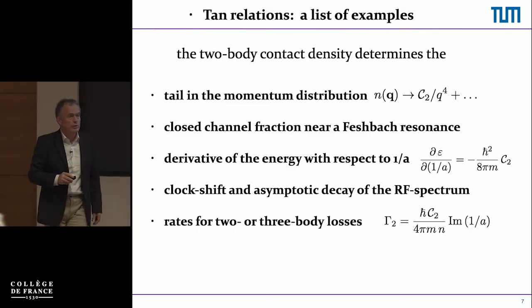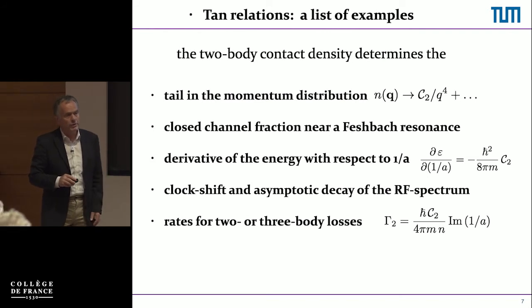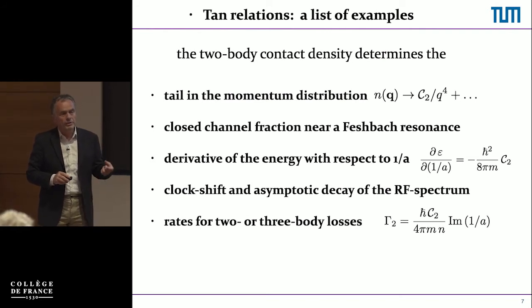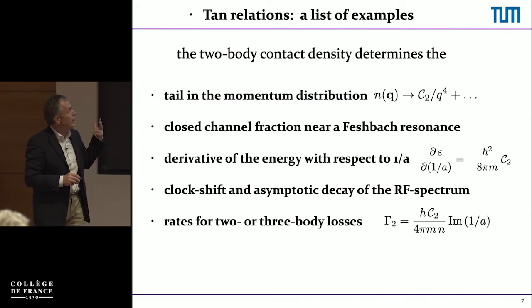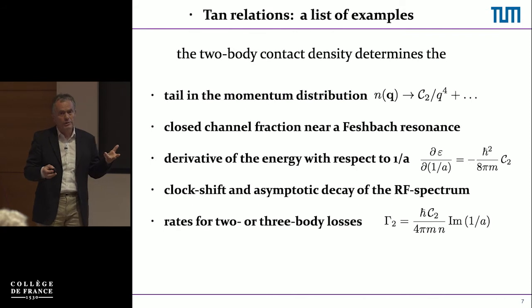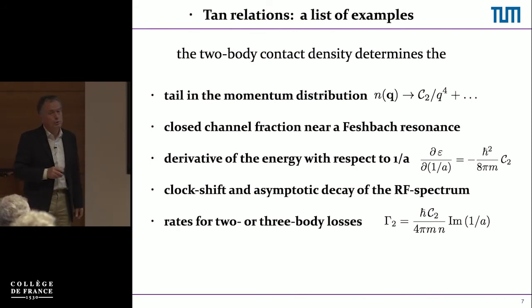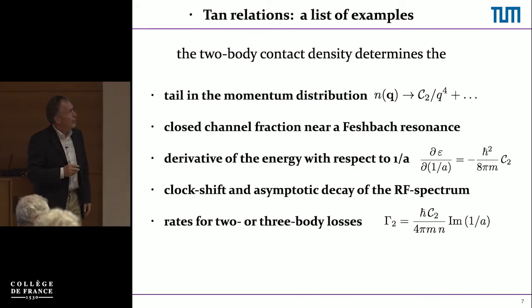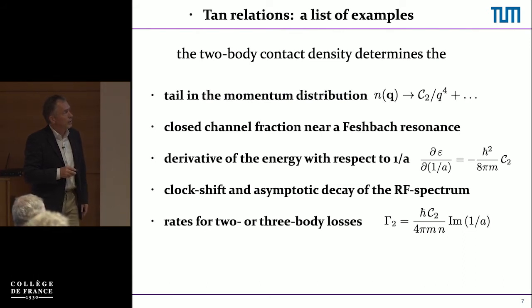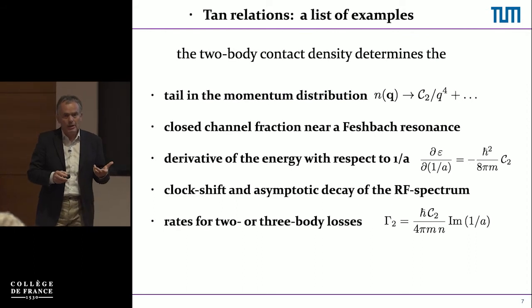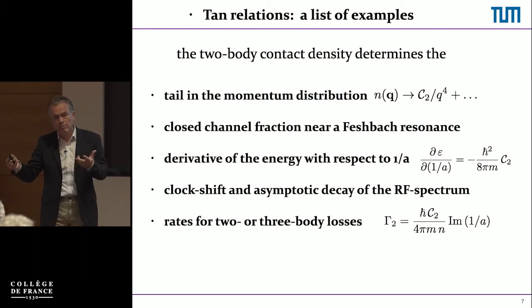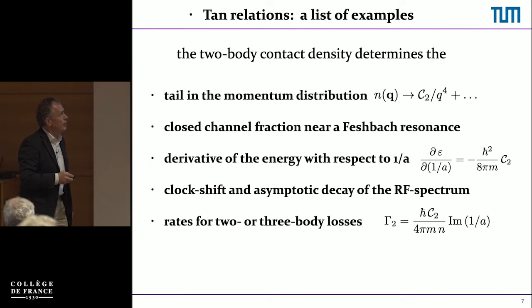The other one was realized very early on by Felix Werner, Laetitia Taruel, and Yvon Castin: near a Feshbach resonance, the closed channel fraction is also related to this C2, which I will not deal with. You can relate, and this is the so-called Tan adiabatic relation, this C2 to the derivative of the energy with respect to 1 over A. So thermodynamically, the C2 is just a conjugate field with respect to changes in the scattering length.